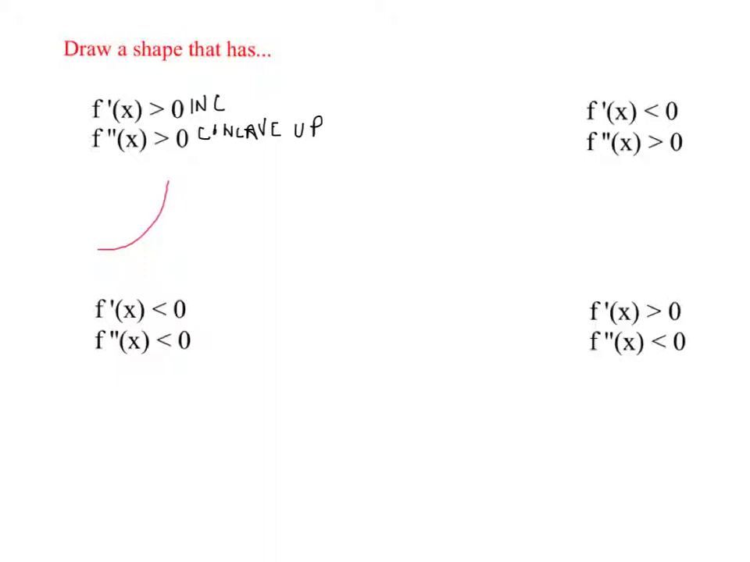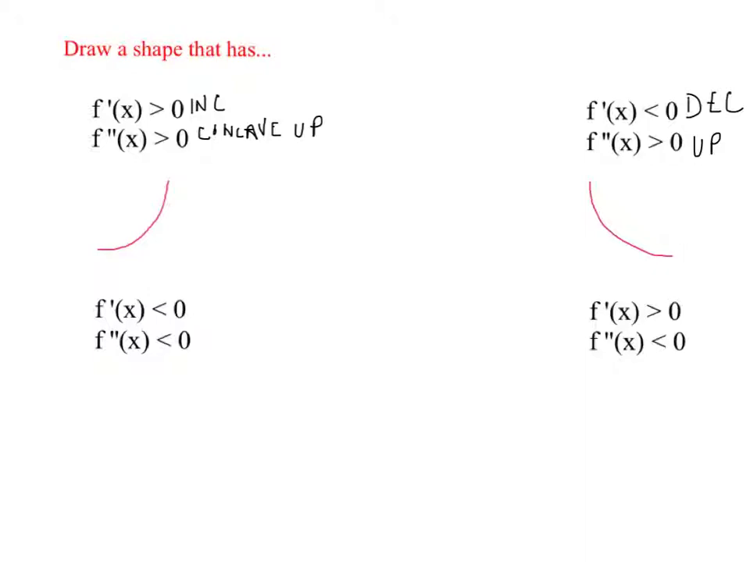Next, I've got a derivative that is negative, less than 0, meaning the function is decreasing. And I've got a second derivative that's greater than 0, meaning it's concave up. I don't have much room, so concave up. So I need something that is decreasing, but concave up, so something like that.